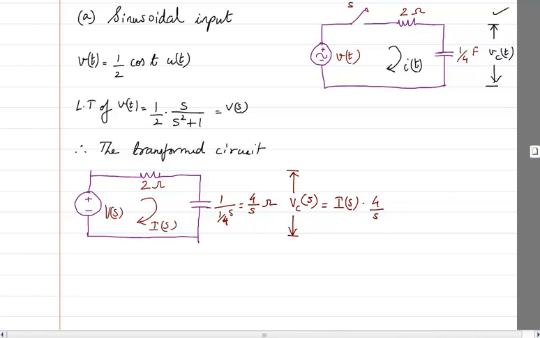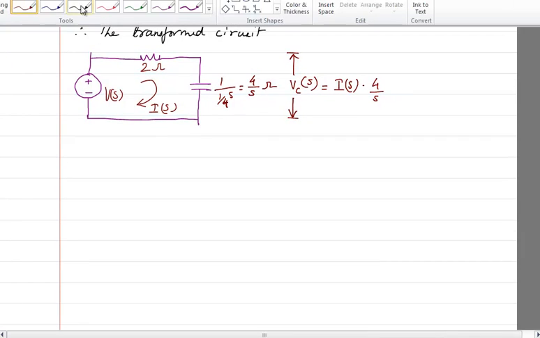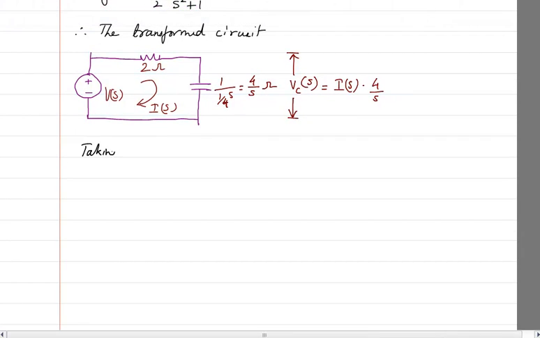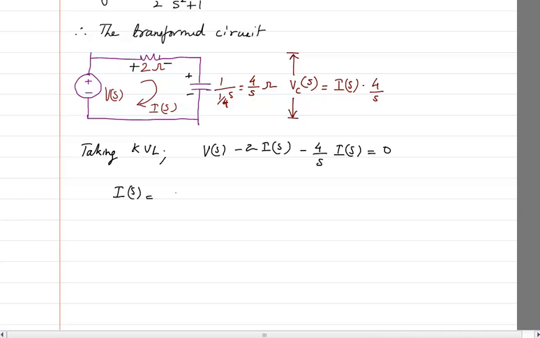I will first try to find I of s. So taking KVL, we can write V of s minus 2 I of s minus 4 by s I of s is equal to 0, from which I will get I of s. V of s I already know, which is 1 by 2.